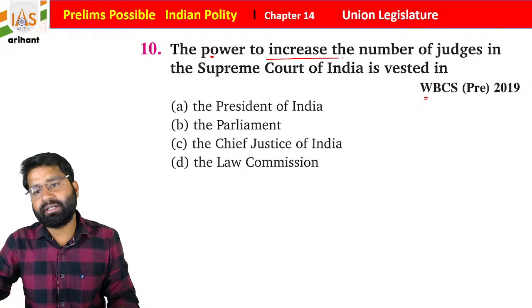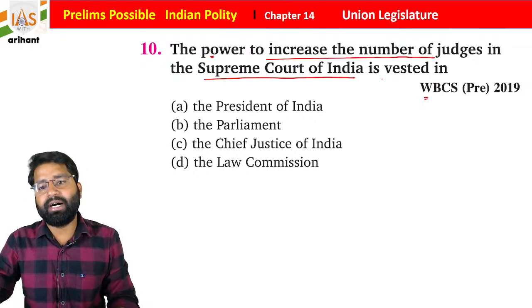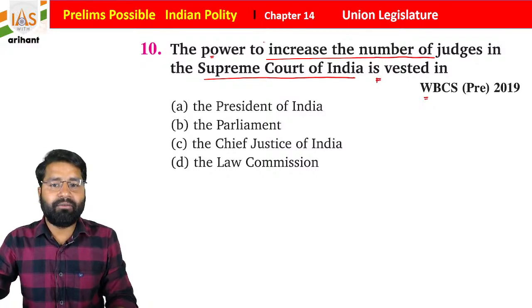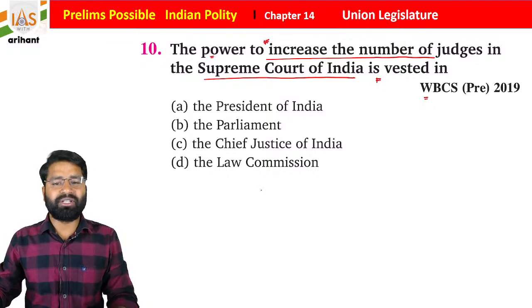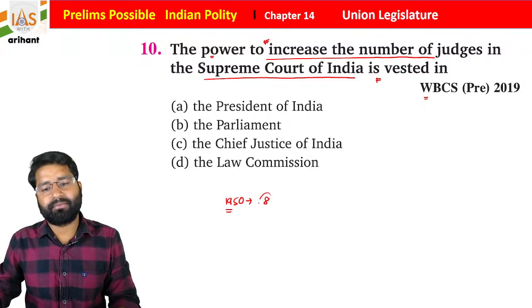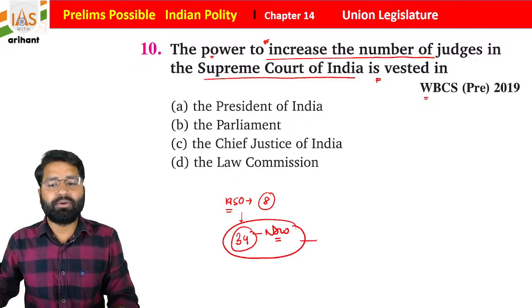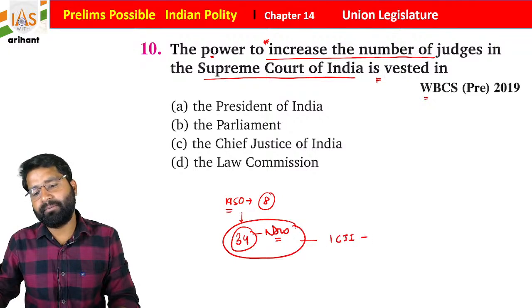the power to increase the number of judges in the Supreme Court of India is vested in? The power to increase the number of judges in the Supreme Court. Initially, students, in 1950, the number of judges was only 8, that is 7 plus 1. After that, it continuously increased, and now we have 34 judges. Out of 34, one is Chief Justice of India and 33 are other judges.